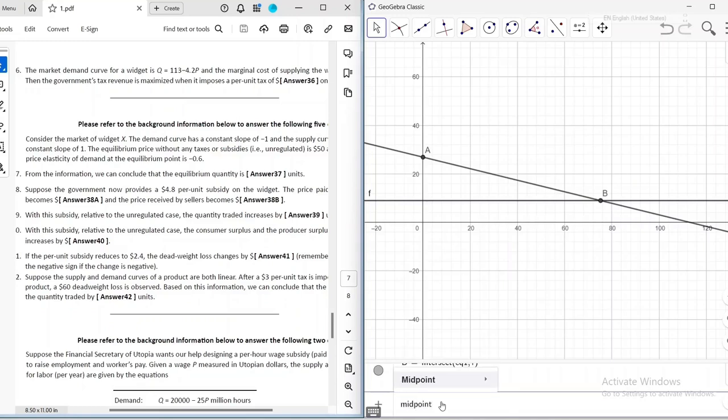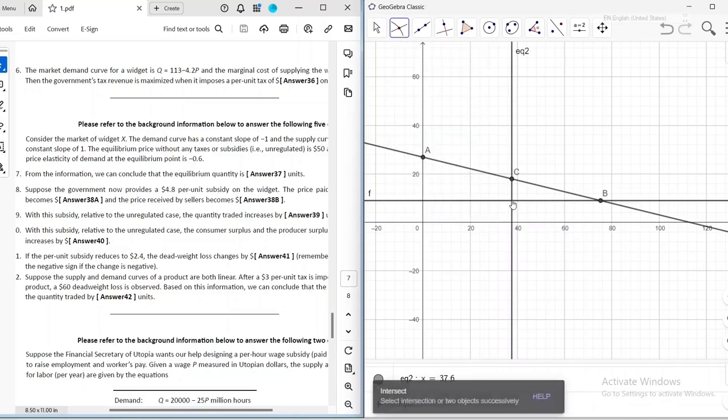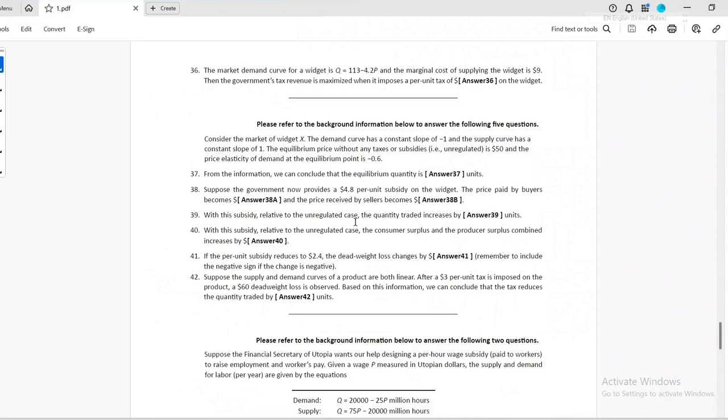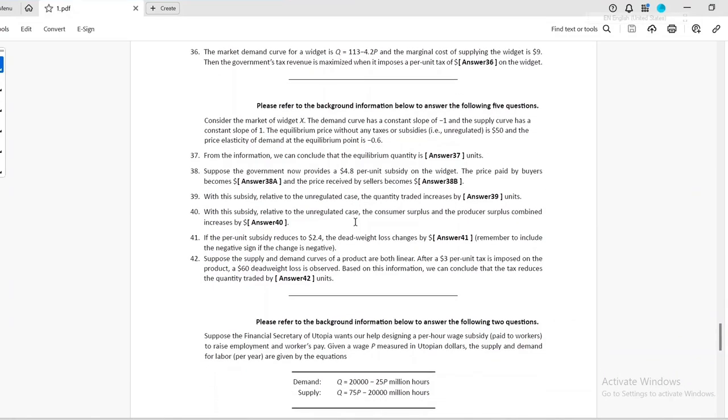So midpoint of AB. Now we need to draw a vertical line passing through C to find out another intersection, and then distance CD, distance C comma D. So this is 8.95. All right, so this is the answer of this question. Let's move on to the next question. Now in this question, you are given a slope of demand curve and slope of supply curve. Okay, and you are also given the equilibrium price, and price elasticity of demand.